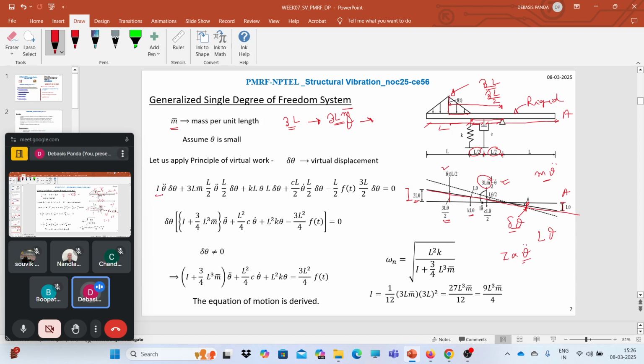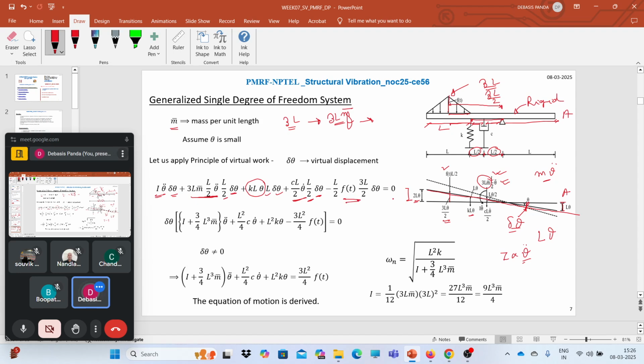inertial force I theta double dot multiplied by the small variation, plus here we have the inertial force due to the mass, that means 3m L by 2 theta double dot, and we have the virtual displacement del theta, and the ordinate of this portion is L by 2. Similarly, for the spring, spring force is nothing but KL into theta. It is acting at a distance L from the hinge, so L and the virtual displacement. Likewise, the damping force is acting at a distance L by 2, so C L by 2 theta dot is the damping force, multiplied by the displacement, and the ordinate here is L by 2 because it is situated at a distance L by 2 from the hinge.